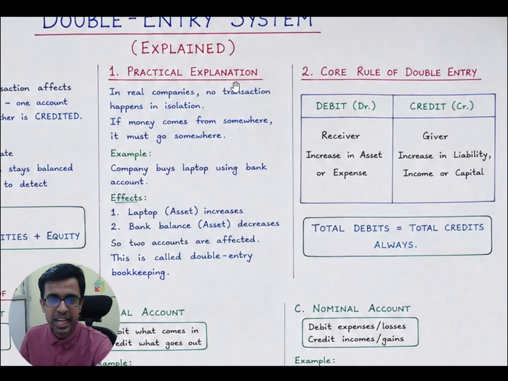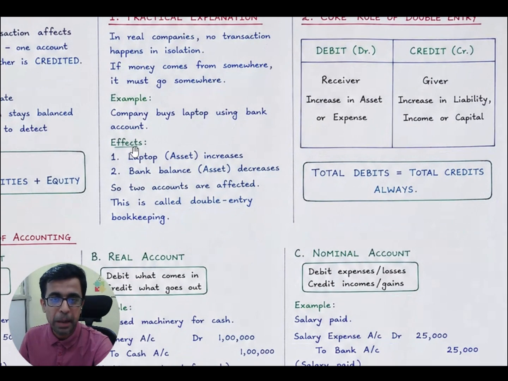Now we will understand the practical explanation of this. In real companies, no transaction happens in isolation. If money comes from somewhere, it must go somewhere. A company buys a laptop using a bank account. What will be the effect of this? The laptop increases, that is, an asset increases, and the bank balance, that is, an asset, decreases. As we saw earlier, there will always be two accounting effects of a single transaction. So two accounts are affected. This is called the double entry system.